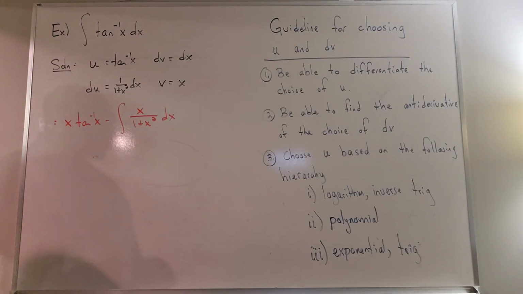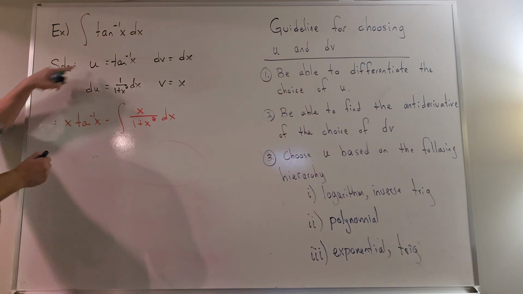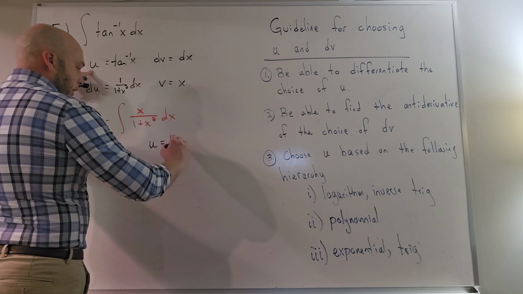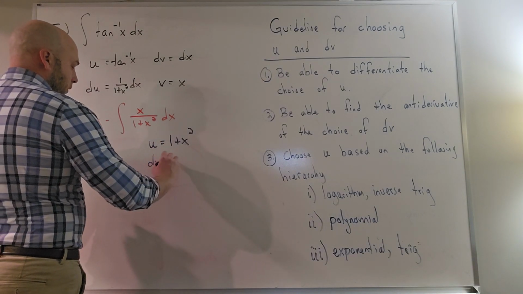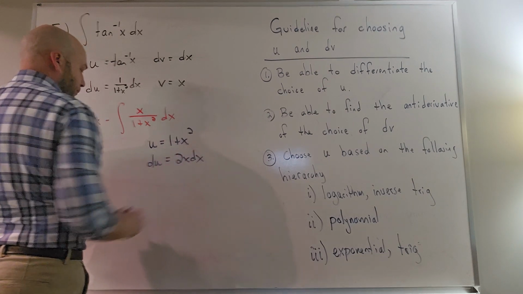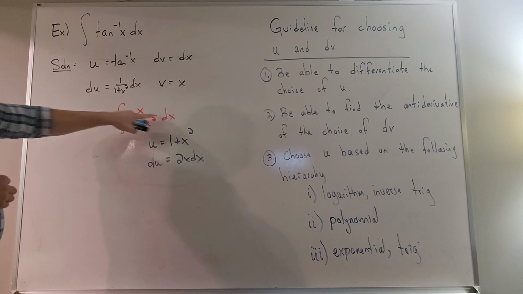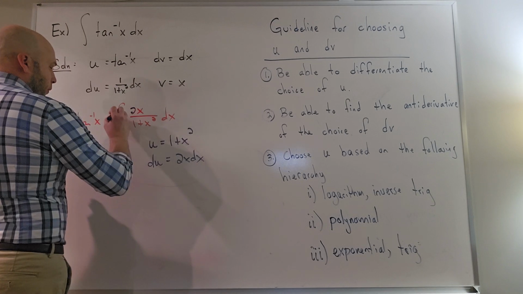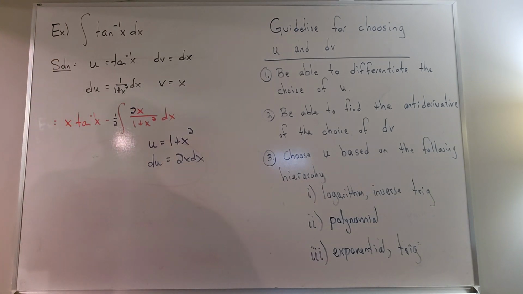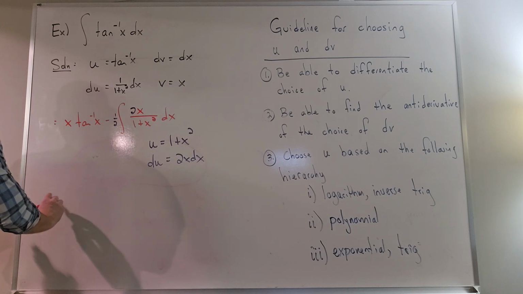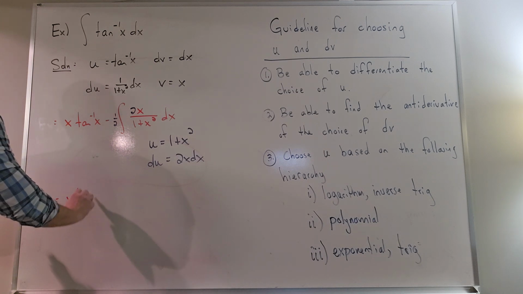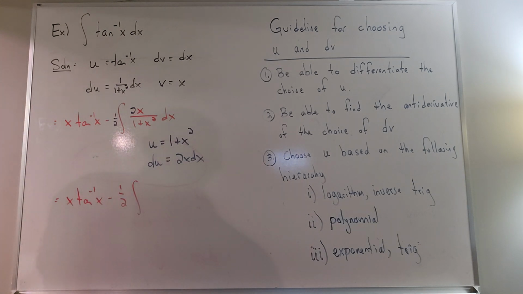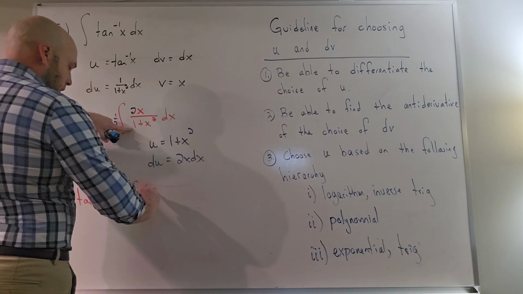Well, this one is applicable to a u substitution. Different from this u, so I'll do this in a different color. Let's say u is 1 plus x squared, then du would be 2x dx. Notice I've got an x dx, I don't have a 2, so we can put a factor of 2 in there, and we also have to cancel it. This would then give you x tan inverse minus a half integral of 1 over u du.